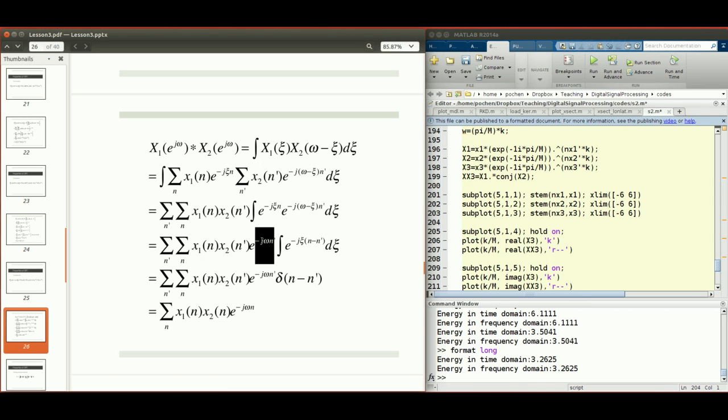It doesn't depend upon Cassi, and then we can collect the terms that contain Cassi. Then what we have is e to the minus j Cassi times n subtract n prime, and then integrate it over Cassi. We have to use a result. This integral, if you Google about it, actually gives you the Dirac delta function of n subtract n prime.